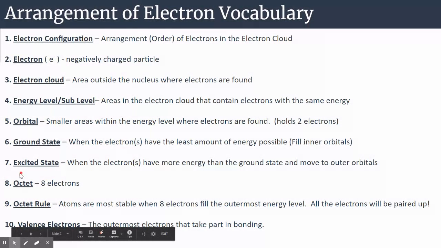So for the next couple of units, we're going to be thinking about these things a lot. Atoms want to have 8 valence electrons. When they have 8, they're more stable. And if they do not have 8, they are going to bond until they get 8.